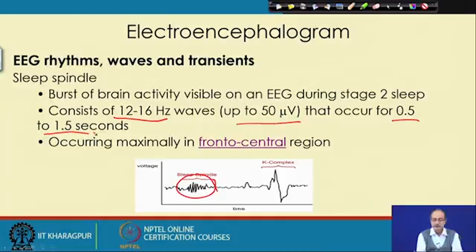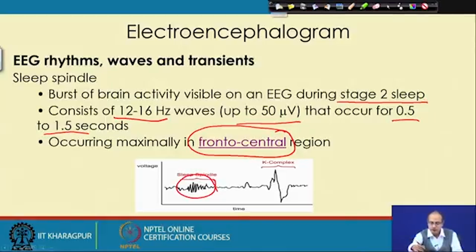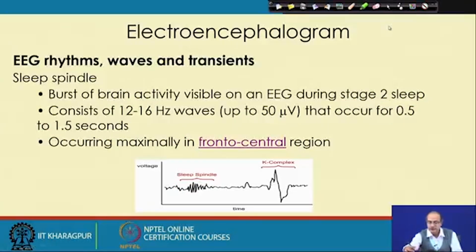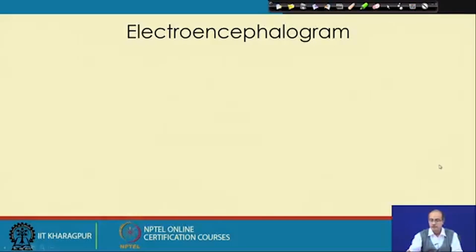So, there is some localization, where we can get it in the frontocentral region of the brain, and we get it in stage 2 sleep. The description of the wave is that it is between 12 to 16 hertz, which should be the predominant energy, and the amplitude would be about 50 microvolt, and the span of these would be 0.5 to 1.5 second. So, that gives us some idea about this signal.